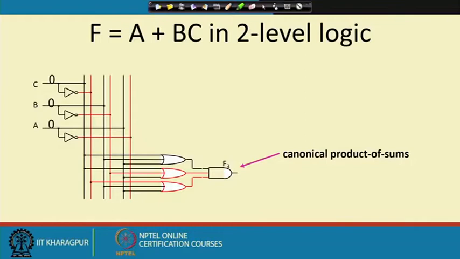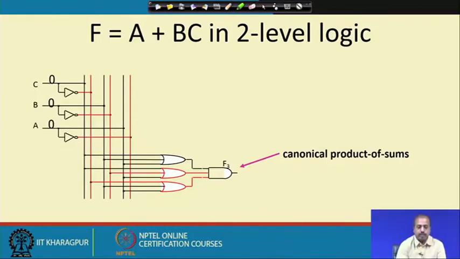So, consider the function f equal to a plus b c when it is realized in canonical product of some form, and this is the realization. Okay. Now, suppose a, b, c, all of them are at 0. So, what has happened is that all of them being at 0, here this OR gate, all the 3 inputs are 0.